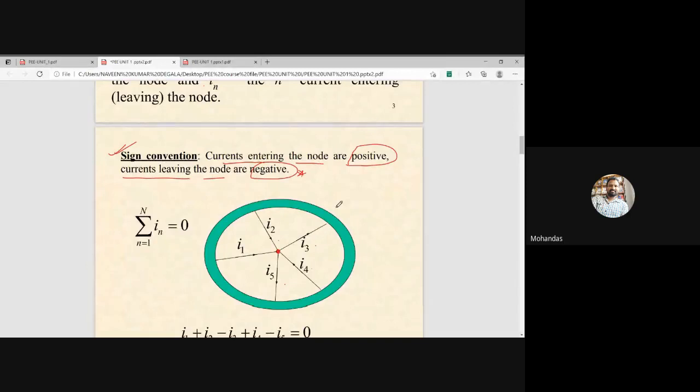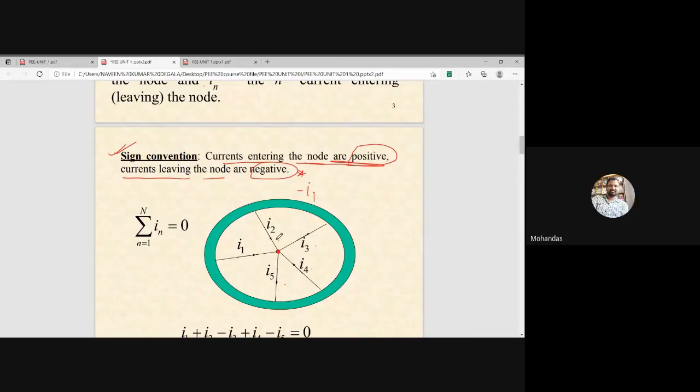Are you able to see this picture here? The currents I1, I2, I3, I4, and I5 are here. Can anybody tell me, is I1 entering or leaving? I1 is entering, sir. Entering means we have to take a positive sign or a negative sign? Positive sign. So plus I1.